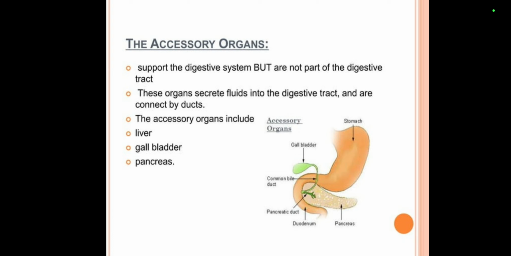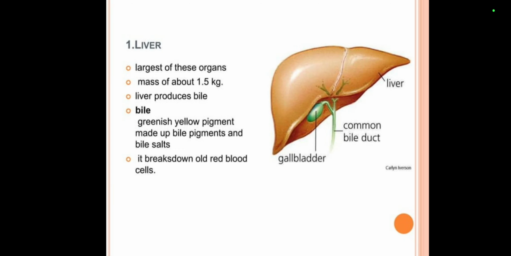Since we are now in the secretion part, accessory organs are also the ones that help us secrete fluids and waste. So let's understand what the parts of the accessory organs are. Let's start with the liver. The liver is the largest organ. It has a mass of about 1.5 kilograms.